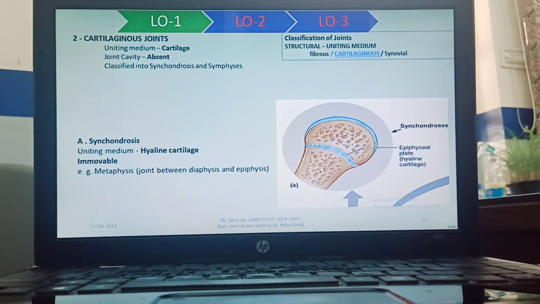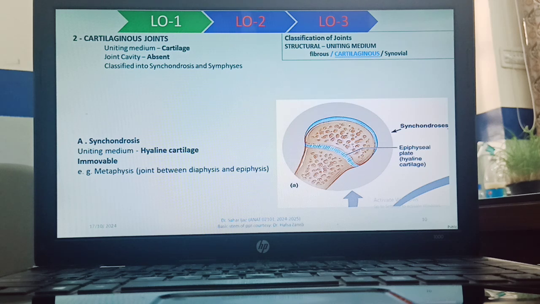Synchondrosis, where the uniting medium is hyaline cartilage. The glossy cartilage plate is the one uniting the two edges or ends of the bones. It is an immovable joint.